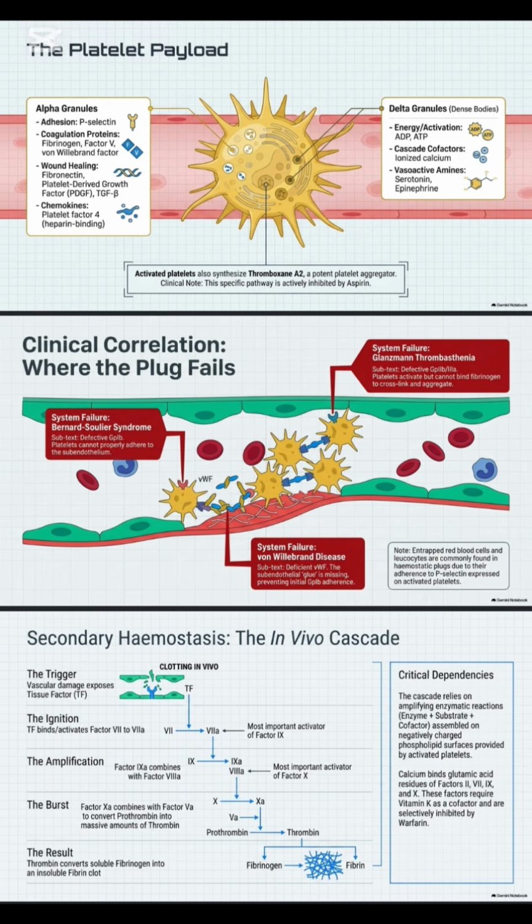Now, this system can fail. You might have a qualitative or quantitative issue with your glycoprotein, as seen in Bernard-Soulier syndrome and Glanzmann thrombasthenia. Or someone can be having a problem with the von Willebrand factor, as seen in von Willebrand disease.